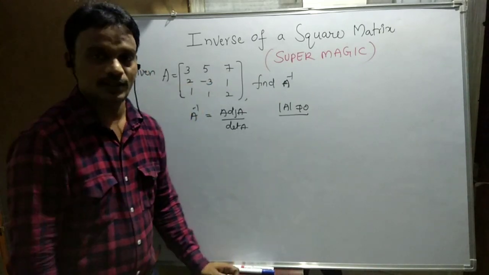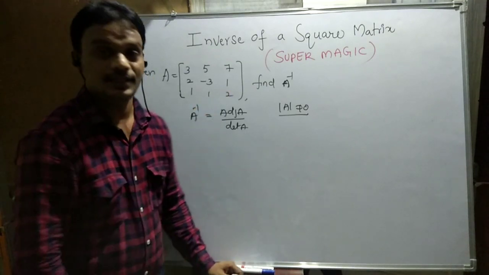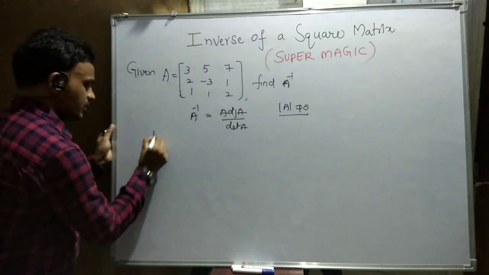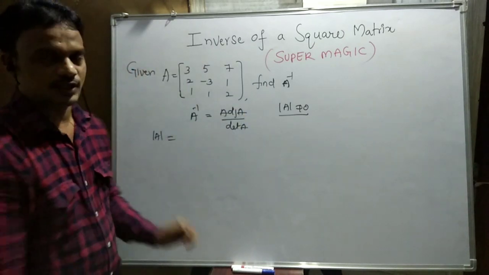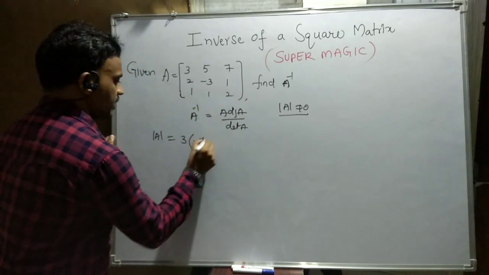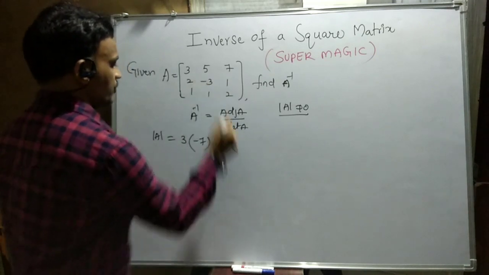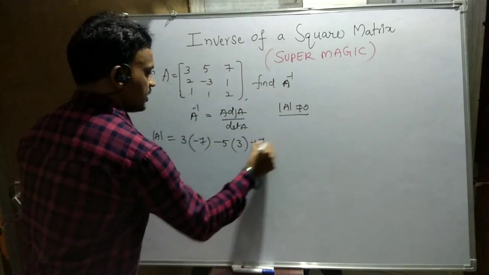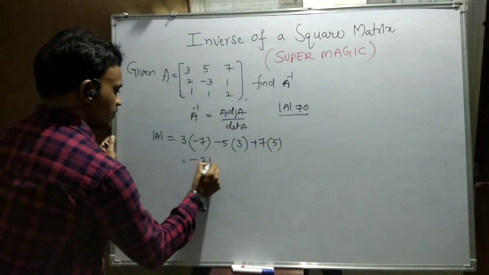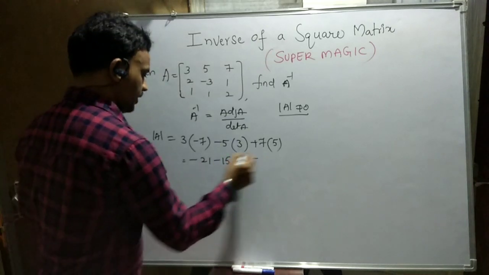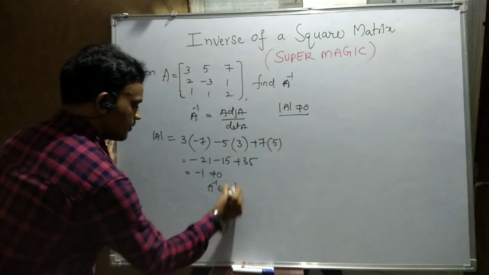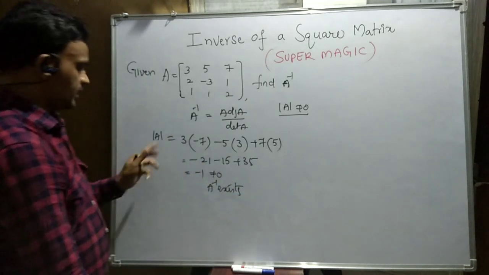Here I'm going to give you the super magic. Within 30 seconds we are going to get that multiplicative inverse. First of all, please find det A. I'm going to expand with respect to R1. Which is 3 of minus 6 minus 1 minus 7, which is minus 5 of 4 minus 1 3 plus 7 of 2 plus 3 5. Which is minus 21 minus 15 plus 35, which is minus 1, not equal to 0. That means A inverse exists.